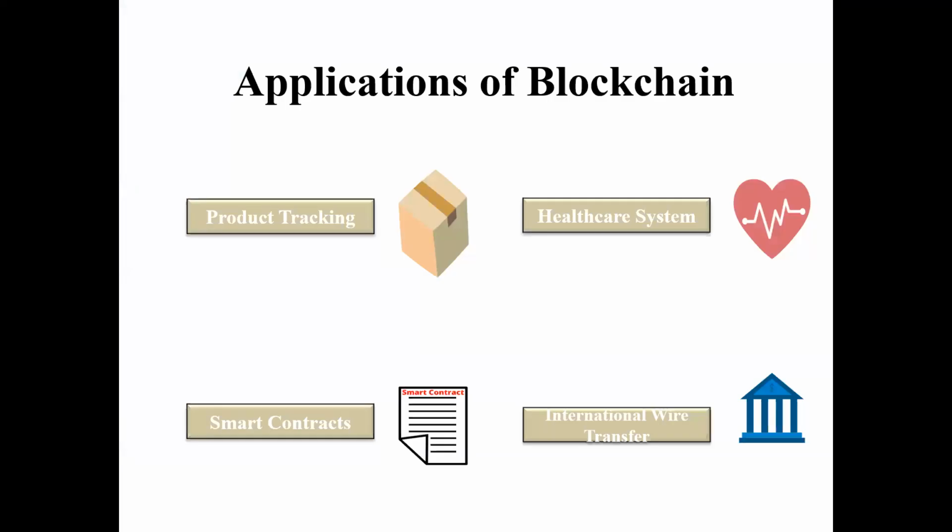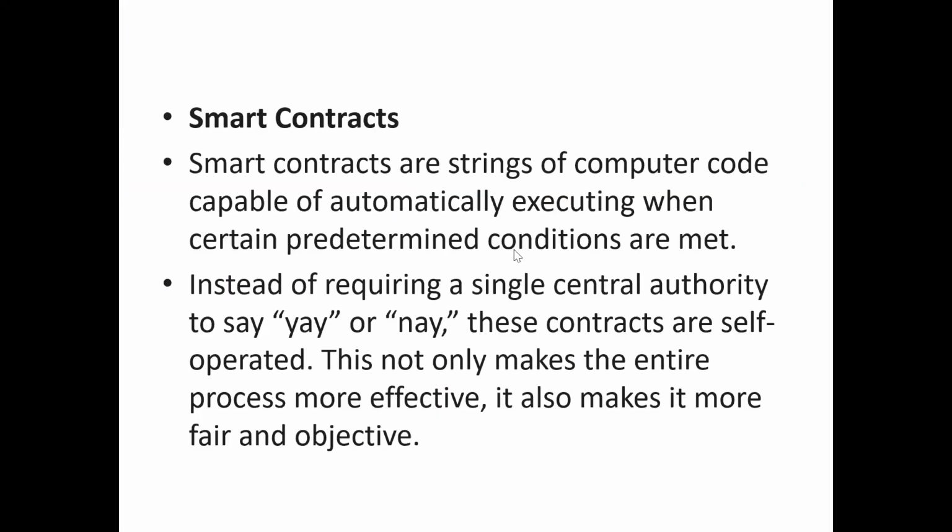So we can say blockchain can be used in product tracking, healthcare systems, smart contracts, and international wire transfer. How? Let's see with an example. First, understand what a smart contract is. A smart contract is basically a self-executable contract that works on an if-else condition. You can say a smart contract is a program that works on an if-else condition like this.